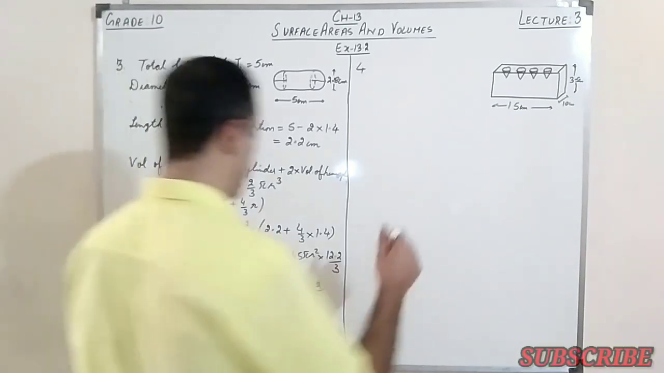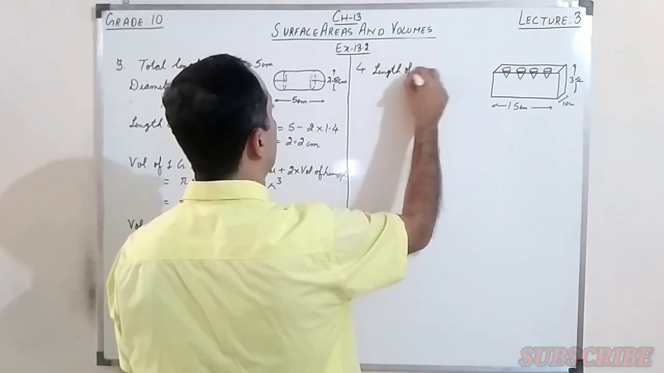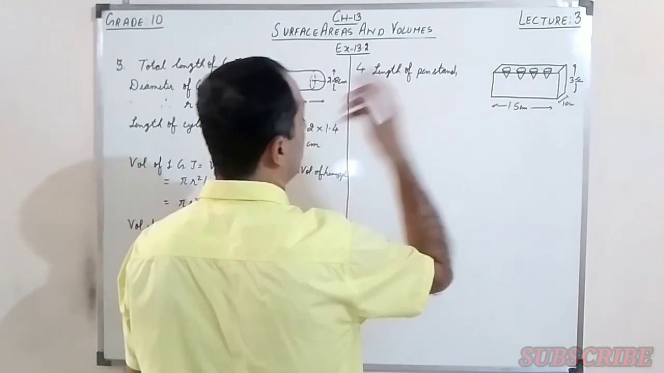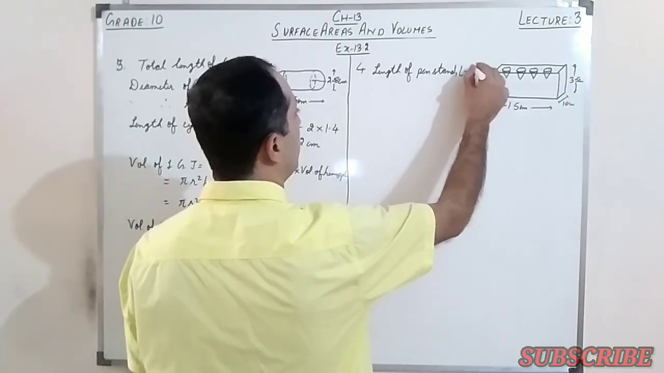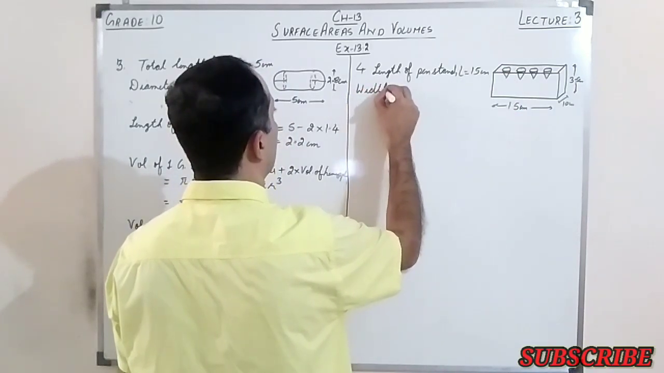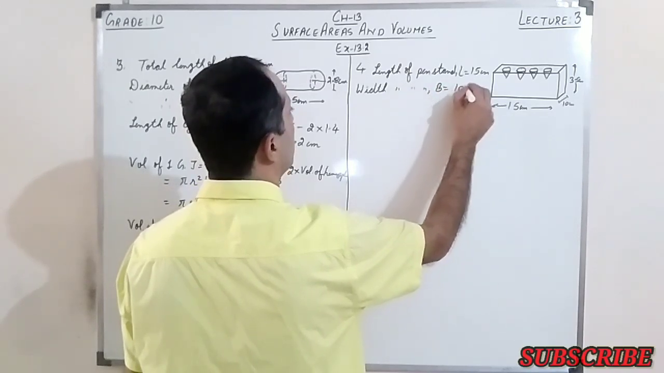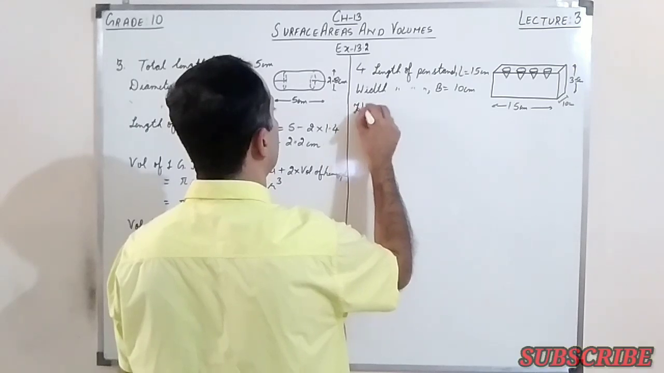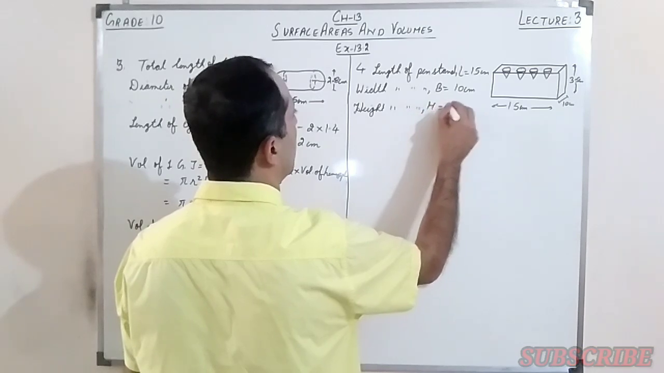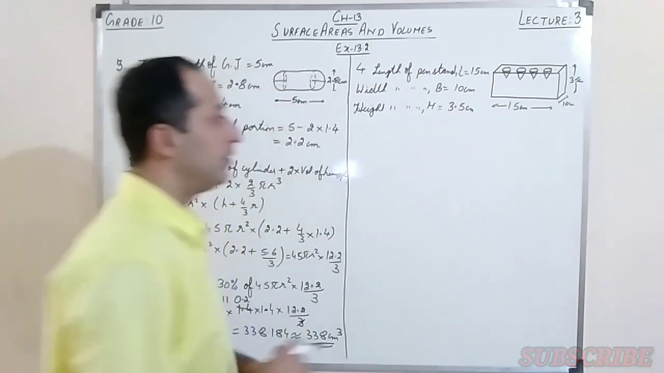Right, so just write length of pen stand. We take it as capital L here, that is L is equal to 15 centimeter. Then the width of pen stand, that is B is equal to 10 centimeter, and the height of pen stand H is equal to 3.5 centimeter. So this is 3.5 centimeter, which is what I have written here.